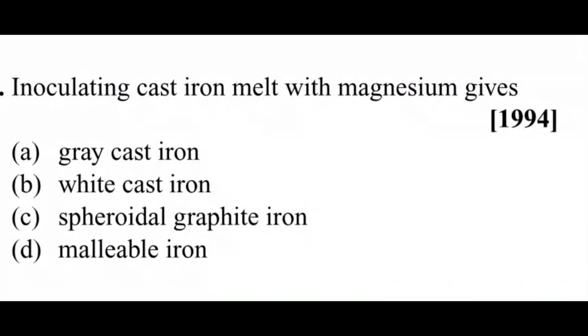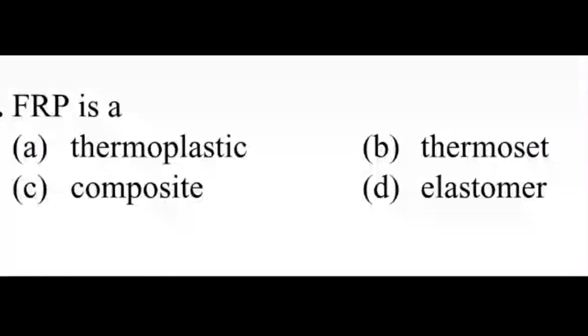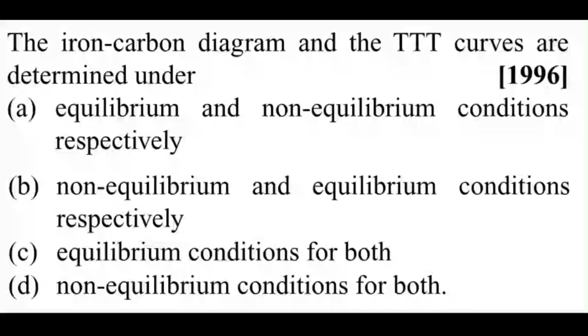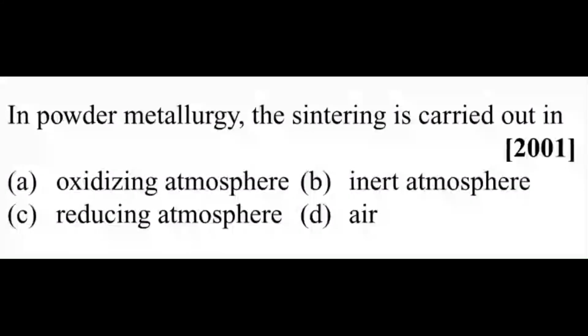Inoculating cast iron melt with magnesium gives malleable iron. FRP is a thermoset. The iron-carbon diagram and the TTT curves are determined under equilibrium and non-equilibrium conditions respectively. In powder metallurgy, the sintering is carried out in inert atmosphere.